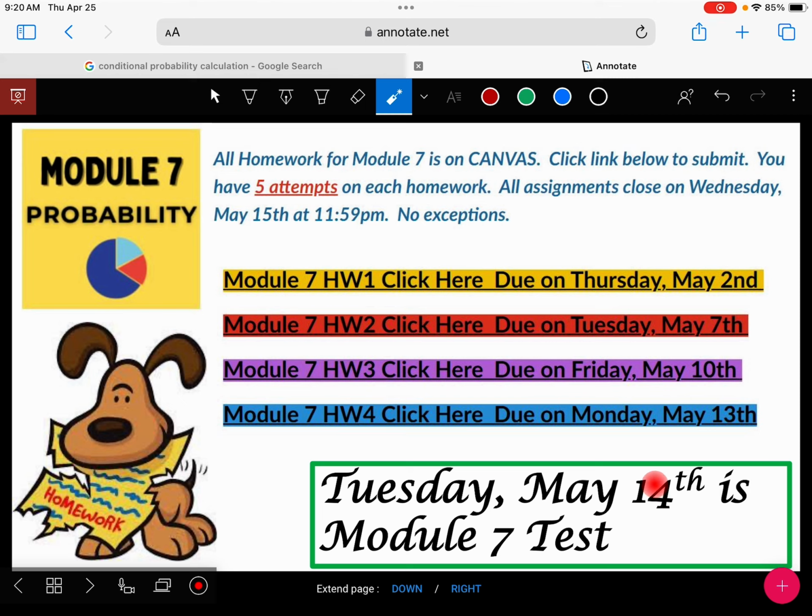That will be on paper. You get 5 attempts for each one of these assignments. The highest score is the one that will be recorded in the grade book. All right? If you have any questions, let me know. And that is it.